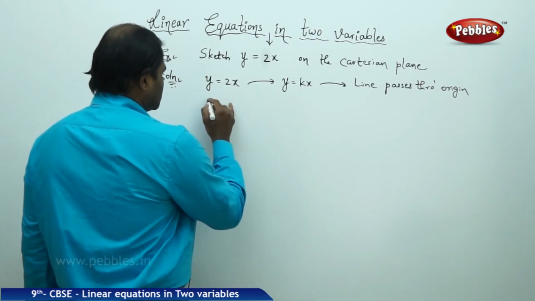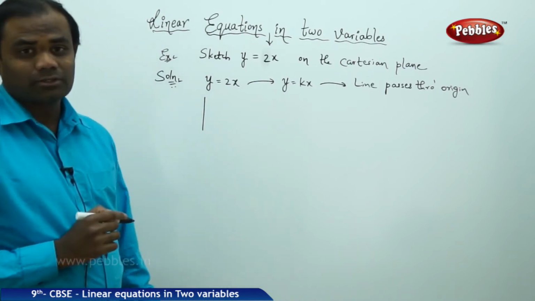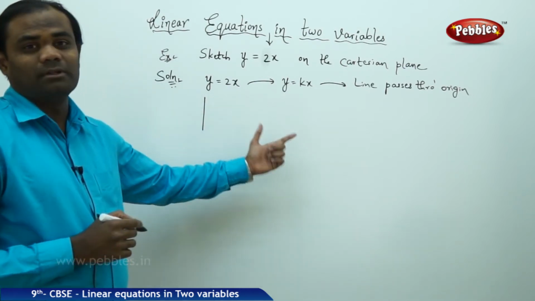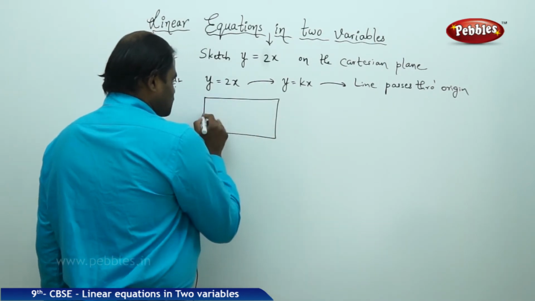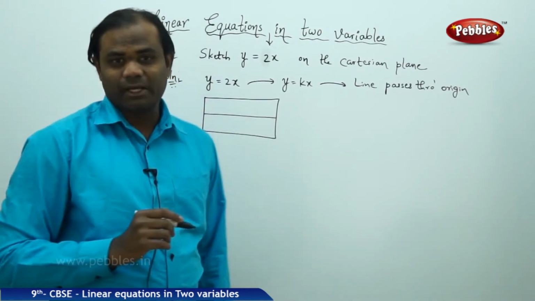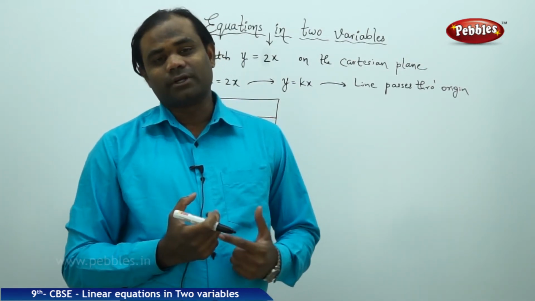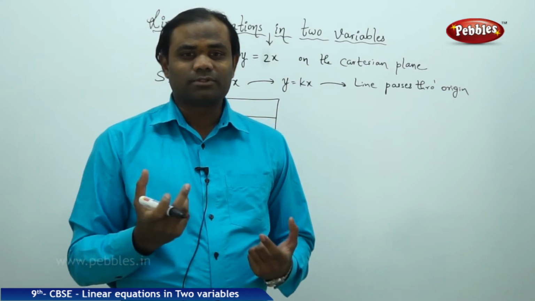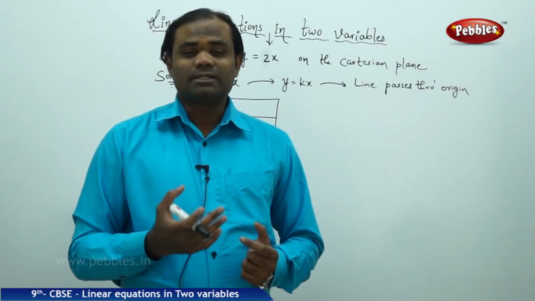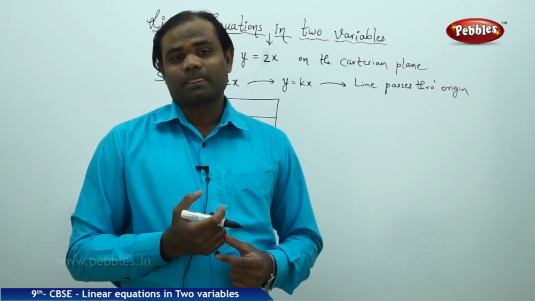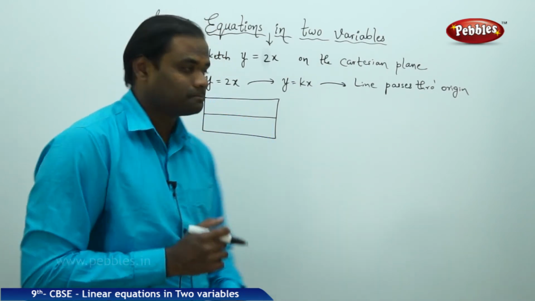Now, in order that I sketch this, the first thing I take is the table of values. As we know, to sketch a line, a minimum of 2 points are required. So if I have 2 points which can be identified as lying on this line, then it's easy to sketch the line. The minimum condition for a line is 2 points.